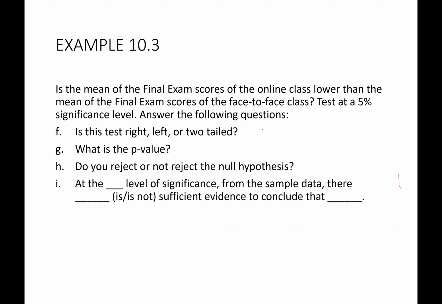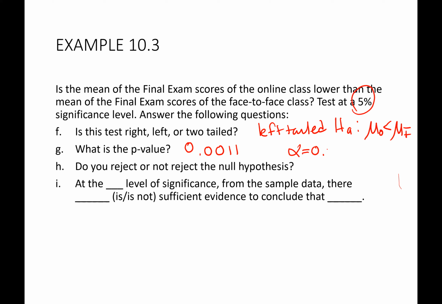Okay, this was left-tailed because our alternative hypothesis was that the online class scores less than the face-to-face class. So that makes it left-tailed. P-value, what did we calculate? 0.0011. So what do we do? Alpha is 0.05. That is the level of significance that we choose. So what? If the P is low, the null must go. So are we rejecting the null? We are.